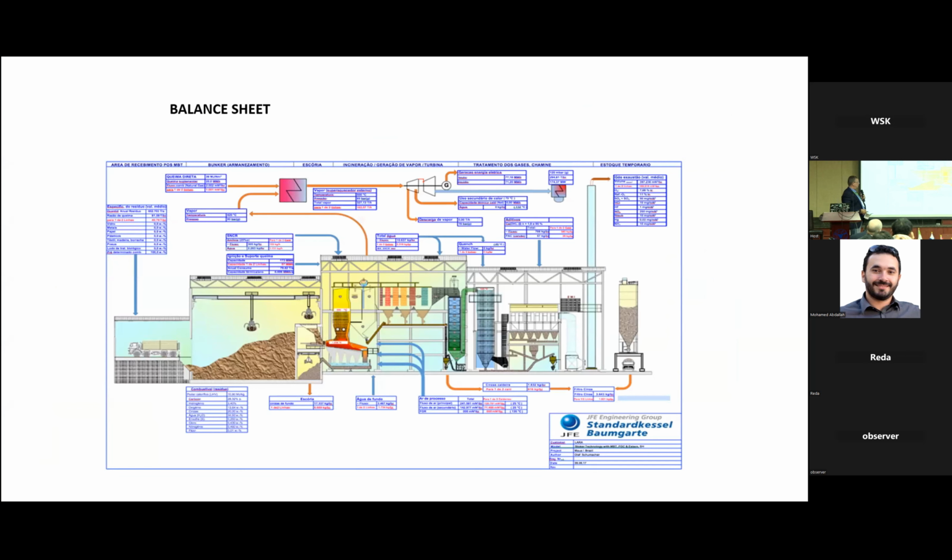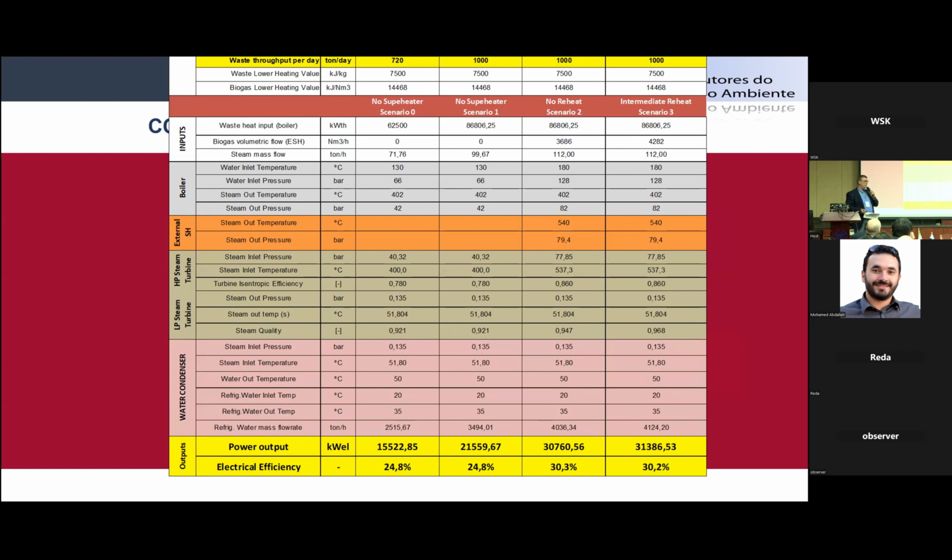Then with the mass balance and thermal balance, we realized that the efficiency of this plant would achieve around 30%. Normally, this kind of plant is around 20-22%. So if you know a little bit about motors, you know that the efficiency of a motor is around 25%, and a gas turbine is around 30%. So it's very interesting that we can have the same efficiency as a turbine burning a gas, but in this case, we are burning waste.